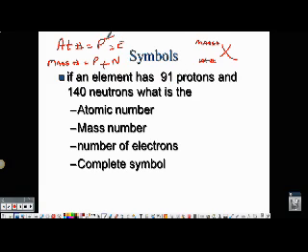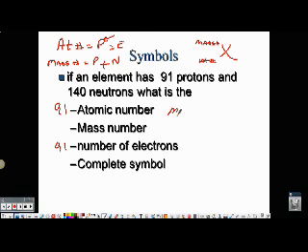91 protons. There it is. What's the atomic number? Well, must be 91 because they're equal. The number of electrons, 91, because they're equal. Mass number. Doesn't tell me the mass number. How am I going to find the mass number? I'm going to use this formula.